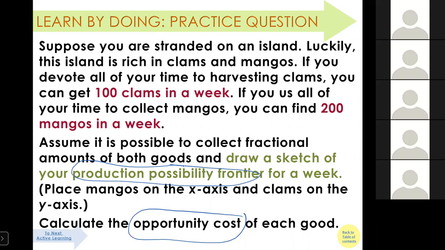Okay, so let's continue our discussion. So how are we going to work out this problem? Right. So we have an individual, yourself. Either you can harvest 100 clams in a week or 200 mangoes in a week. Okay. So let me use a note.